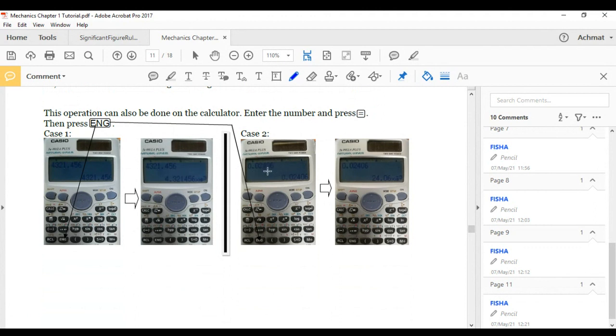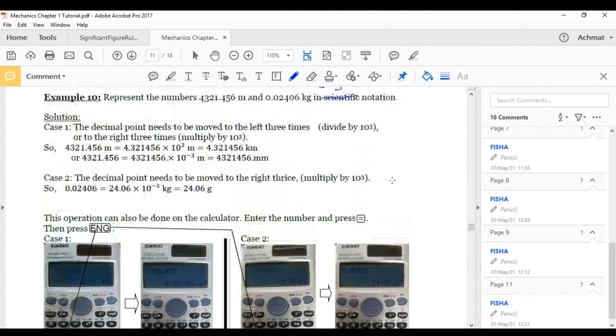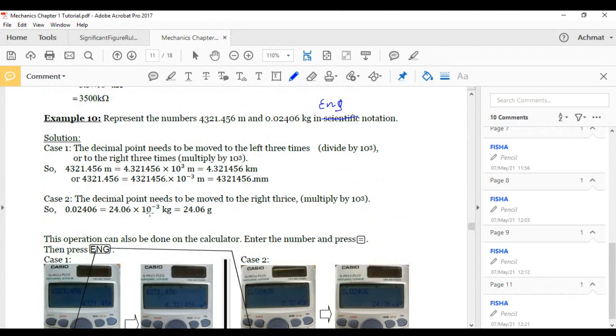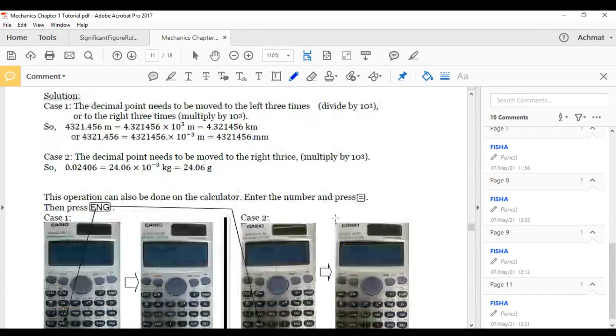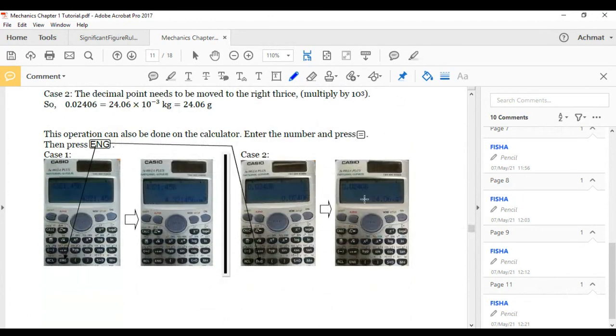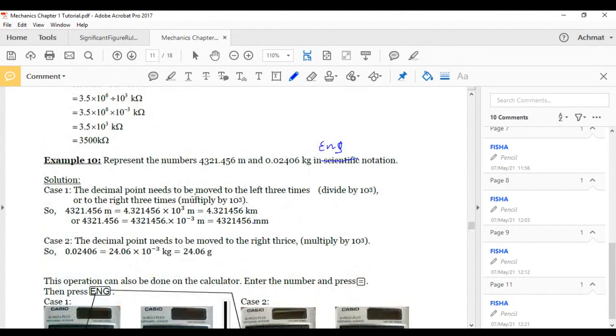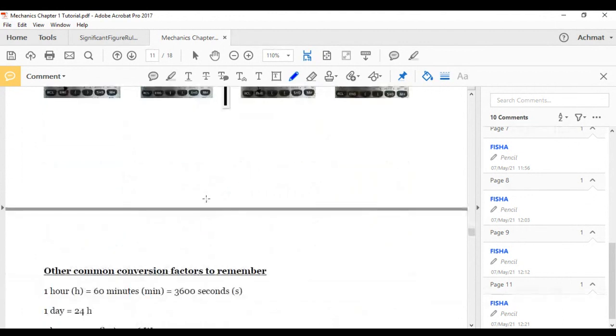And the other one, 0.02406, press equal to, then you get it there. And then you press ENG, then you can get that answer there. Can you see it? That answer is the same as the answer that we had here. Okay, so if you want to use a calculator, that is to make life easier for yourself. But again, I'm going through it like this here so that you can appreciate where it actually comes from.